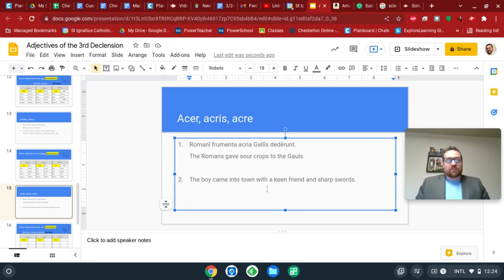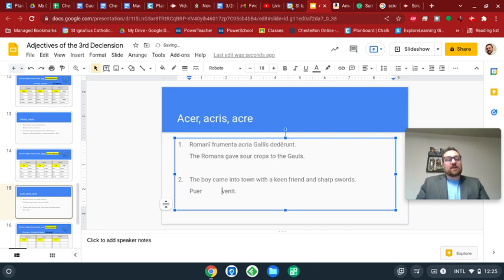Okay. Now for the harder one, English to Latin. The boy came into town with a keen friend and sharp swords. Keen and sharp are the same word here. So we're going to be using this acer, acris, acre two times, but they're probably not going to be the same ending because this one's describing a singular friend and this one's describing plural swords. Okay, so who's our subject? The boy. And what's he doing? He came. So puer is boy, and venit means came. So we have puer venit, the boy came.